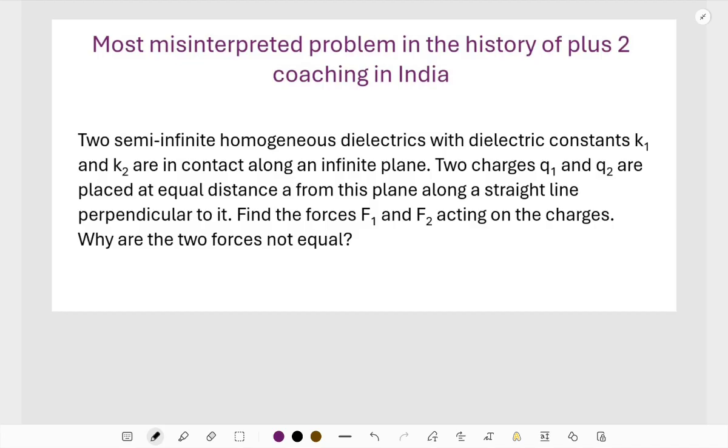They are not going to ask it. Yes, this problem is important from the point of view of Olympiad, but I'm not going to discuss Olympiad right now. I will take it in the second phase. But why this problem? Why am I going to solve it? Why am I stressing this problem? Because one of the reasons is this is the most misinterpreted problem in the history of plus two coaching in India. And I'm not blaming anybody. I'm not criticizing anyone, any particular person, or any particular group of persons.